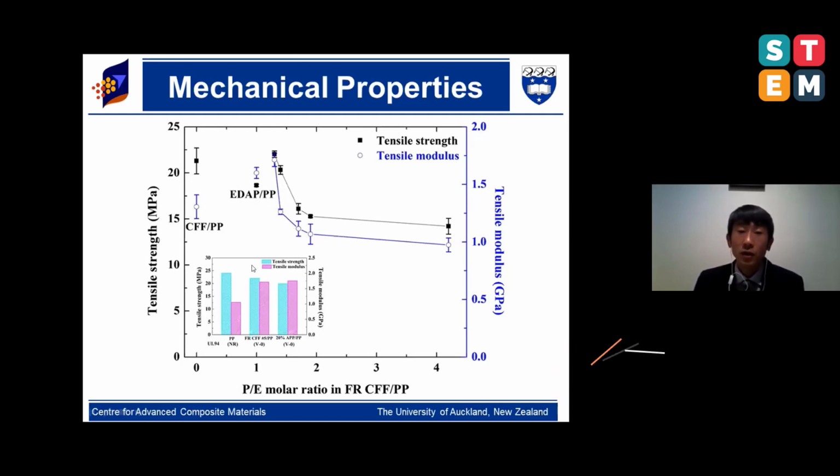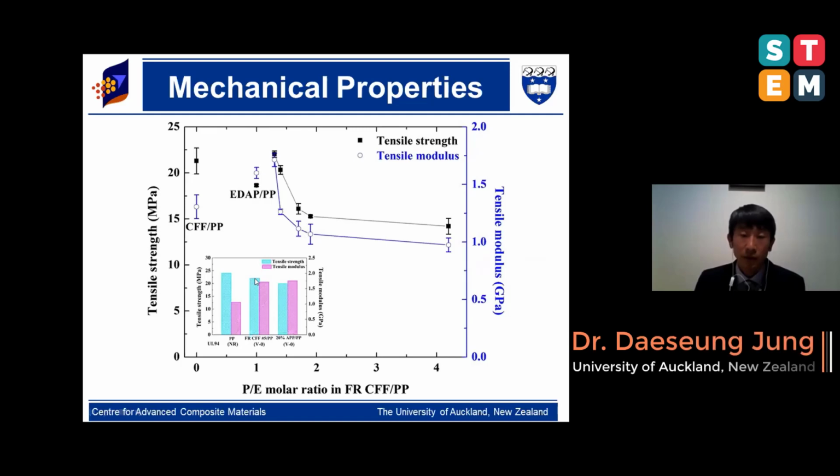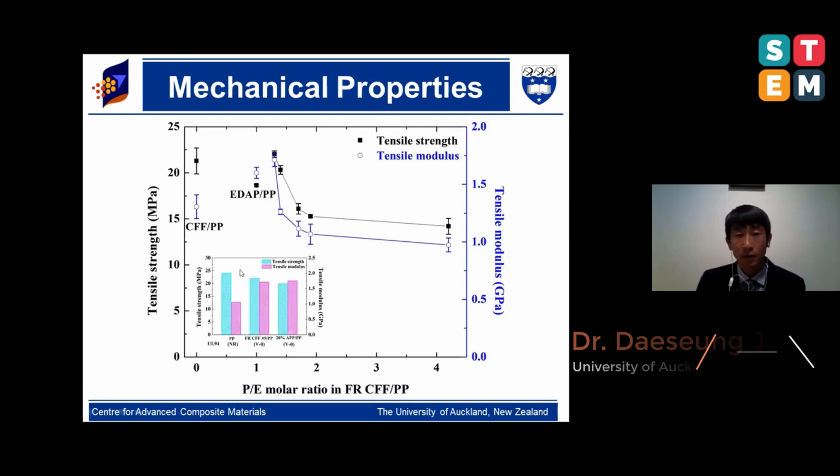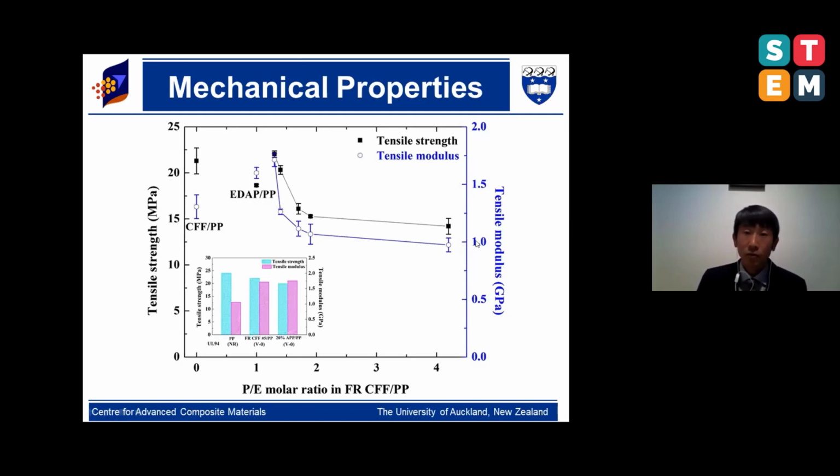However, usually when we use the intrinsic flame retardant, the strength is decreased. However, in our case, this one is higher than the commercialized APP modified polypropylene. So in this experiment, we found that this technique is also useful for controlling the compatibility between filler and matrix.